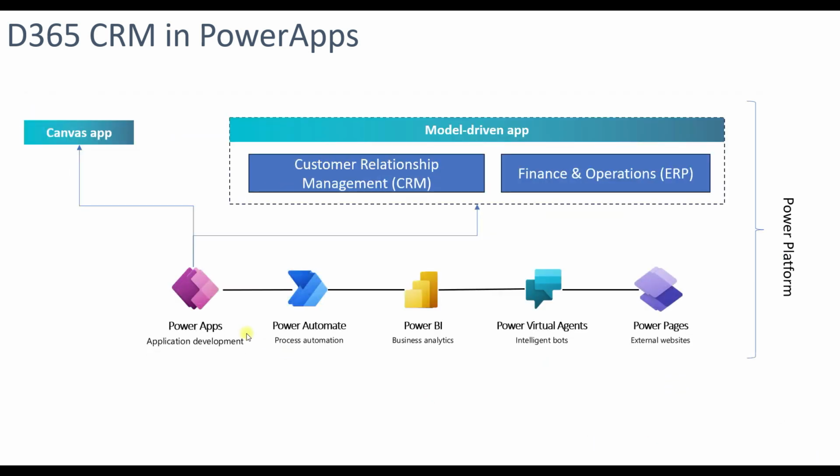So it's all in Power Platform. Over here there are a lot of components available, Power Apps, Power Automate, everything. And then we just discussed the two types. One is a canvas application and another one is a model-driven application. The CRM and F&O are part of the model-driven application. Now you can see how Power Platform correlates with D365. So everything is Power Platform.